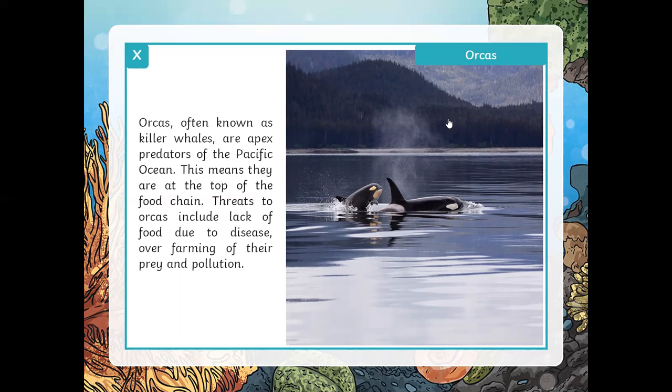Threats to the orcas include a lack of food due to disease, over-farming of the prey, and pollution. So who's the cause of over-farming of the fish and pollution? That was the question that was posed for you in the class. And yes, we humans are the cause of a lot of destruction on Earth. So we have to be very, very careful about what we do to our environment. This orca is the second creature that you were interested to do your research on. You can look it up and find out some more interesting facts about it, and then we'll do our discussion in the next class.